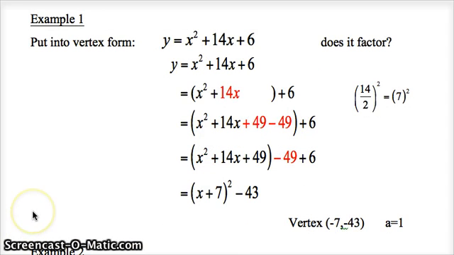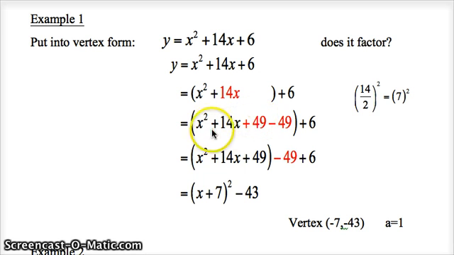Alright, so now if we look at x squared plus 14x plus 6, you're going to take the first two terms, x squared plus 14x. We look at the 14x, we take half of it, so we get 7, and we're going to square that. So we get 49. So that's what we're going to add, and we're going to subtract.